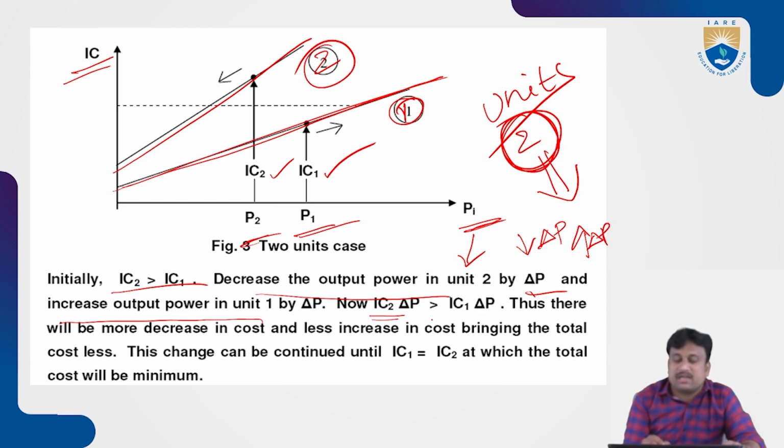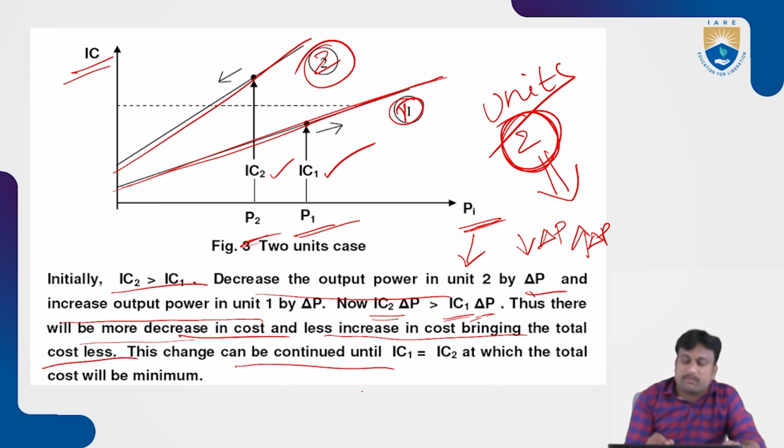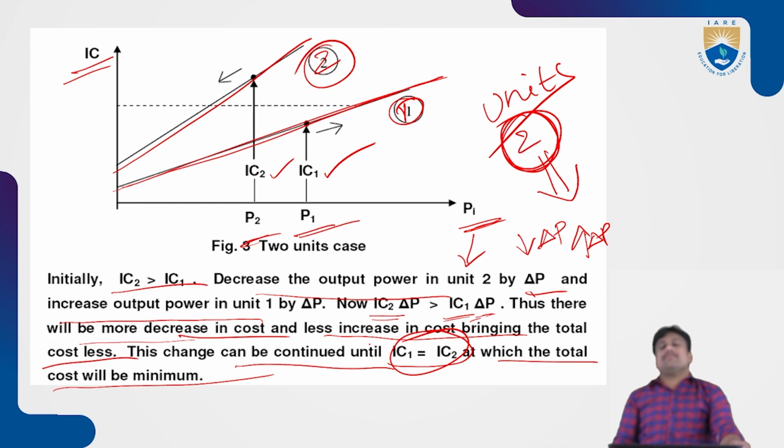Now IC2 times delta P is greater than IC1 times delta P, thus there will be more decreasing cost and less increasing cost, bringing the total cost down. This change can be continued until IC1 equals IC2, at which the total cost will be minimum.